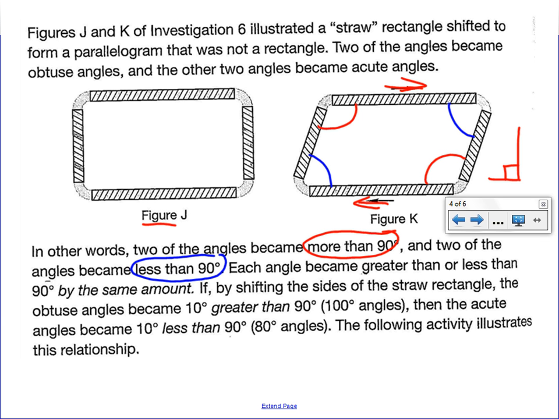Each angle became greater than or less than 90 by the same amount. If, by shifting the sides of the straw rectangle, the obtuse angles became 10 degrees greater than 90, which is 100 degrees, then the acute angles became 10 degrees less than 90, which would be 80 degrees. So if this one was 10 degrees more, this would be 100 degrees here. This side would also be 100 degrees. This side over here would then be 80 degrees, and this side is 80 degrees.